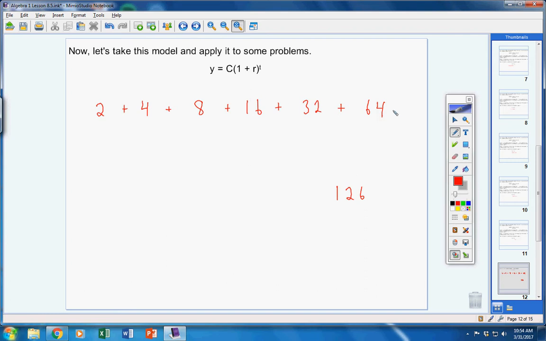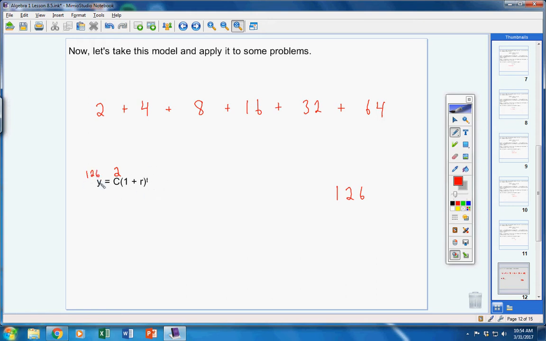Everyone focus. When you take a model like this, what would your C be? Remember what C is? Your starting amount. So C would be your what? 2. Now a lot of students would think this model here, your ending amount is Y, right? Everybody listening, look at your notes. They would think that your ending amount would be what? 64, because that's your last number, right? That's incorrect. Your ending amount is 126.